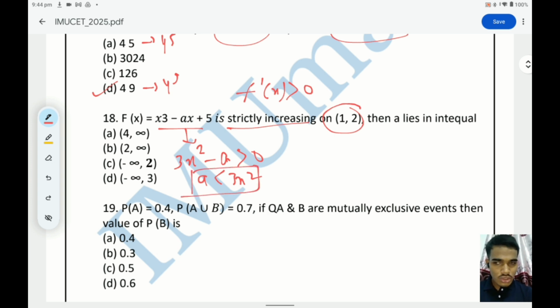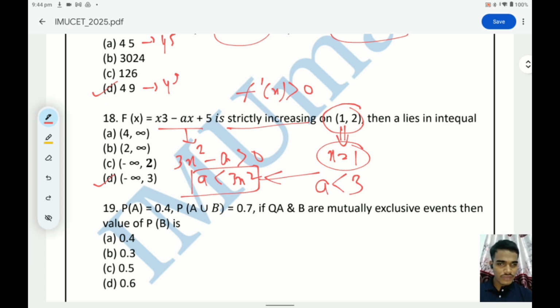So we will put the minimum value here. Here minimum value is what? Minimum value of x is 1. So we will put it here, and we will get a is always less than 3. So option D will be the correct answer. Here a is always less than 3. Okay, now for the question number 19.